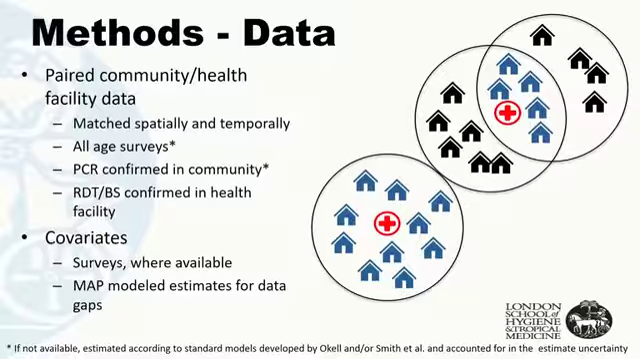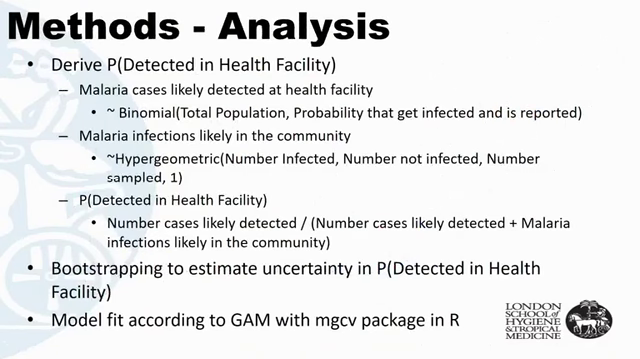I also managed to get covariates to look at potentially adjusting and explaining these associations, and when available, I would use what was collected during the survey. But when it wasn't available, I filled those gaps with the estimates from the Malaria Atlas Project through a lot of their surfaces. The next step was to derive this proportion detected in health facility variable. I'm not going to go over the stats behind this, but it was derived variables assuming distributions with the data that I had available.